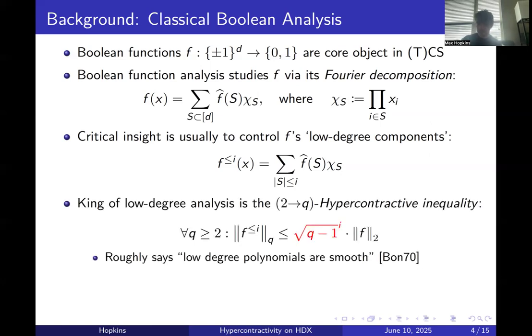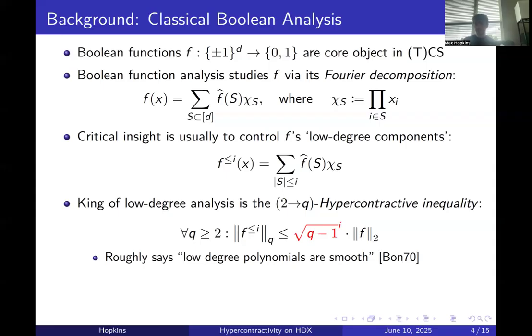The king of low-degree analysis, brought into modern light by Kahn, Kalai and Linial, is what's called the 2 to q hypercontractive inequality. Or in this form, the Bonami lemma, proved by Bonami in 1970. It says for all q greater than or equal to 2, the q norm of the low-degree component of f is at most root q to the i, roughly, times the 2 norm of f.